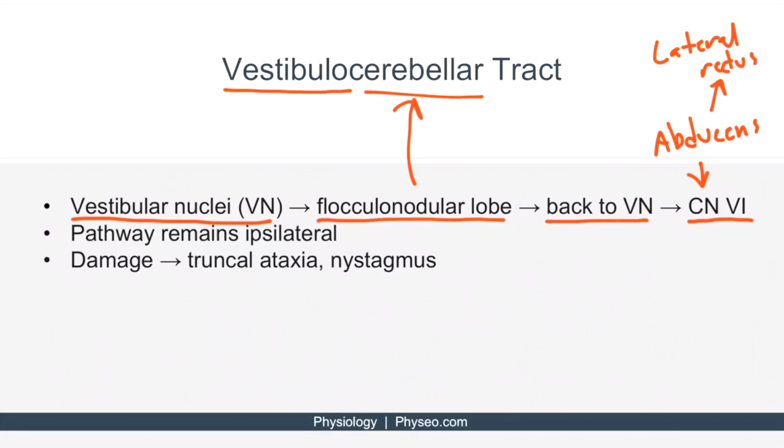And this whole pathway going from the vestibular nuclei to the floccular nodular lobe and then back to the vestibular nuclei and then to cranial nerve 6 and then finally the lateral rectus muscle, it all remains ipsilateral. It's all ipsilateral, which means that the cerebellum is really, really simple. Just remember ipsilateral. Now, if you damage the vestibulocerebellar tract, you're going to get truncal ataxia, which we discussed previously, and you also get nystagmus due to this lateral rectus muscle stimulation.